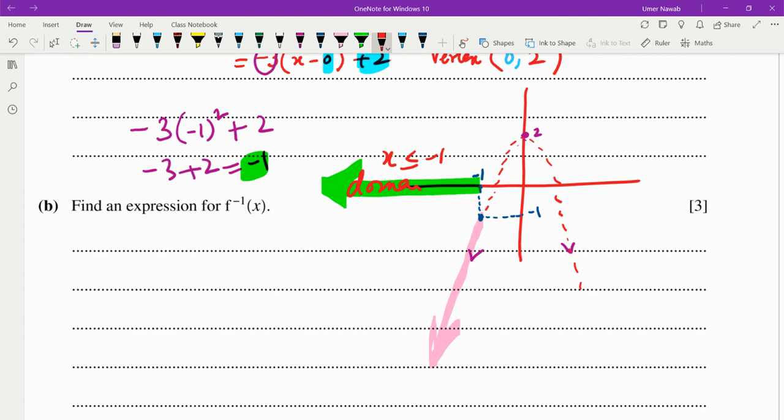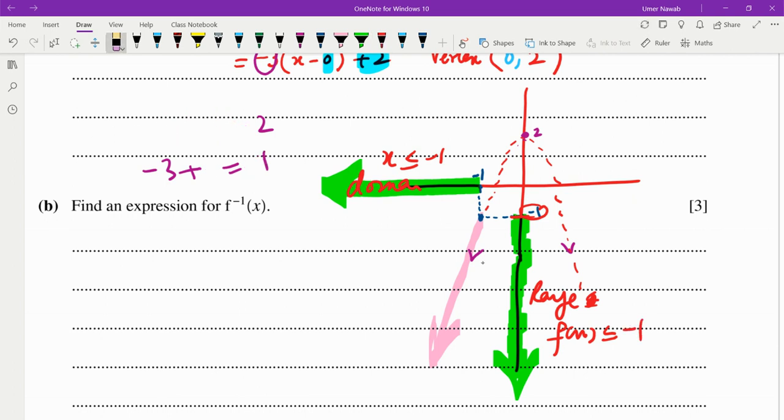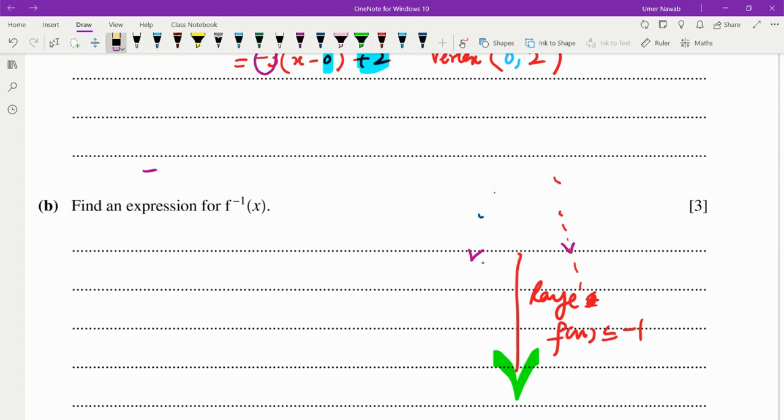Now I want to see how much of the y-axis is consumed. The y-axis is consumed this much. So this is my range, which is less than or equal to -1. So range is always written as f of x less than or equal to -1, because he's going down. So it has only 1 mark, I think. Oh, 1 mark.